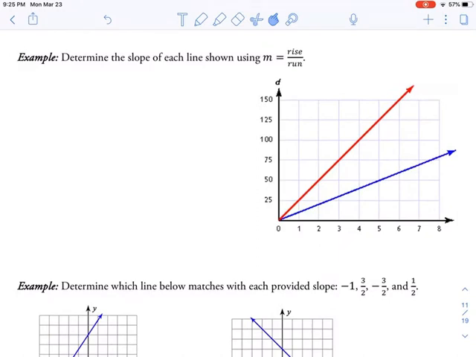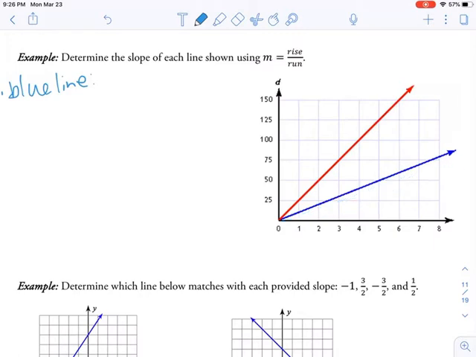Now, to determine the slope of each line shown below, as the example is asking us to do, we're essentially going to use that rise over run I was just talking about. Rise over run again is the vertical change over the horizontal change. The way this is going to happen is we're just going to pick two points on the line. Let's start with the blue line because I'm writing in blue. We can see that we have this blue line here. It has a bunch of points on it, and we are going to just pick two points.